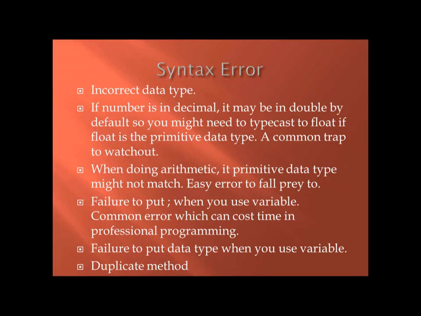Another thing, failure to put the data type when you use a variable. So if you just say x equal 10, you don't put int, you don't put float, you don't put any data type. That's another trap. Okay, another trap. Duplicate method. Well, that's for the next topic, when creating a class and instant method, class method. But inside a class, we cannot repeat the method.